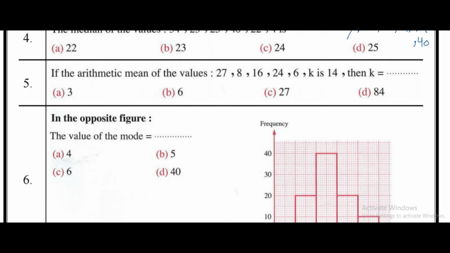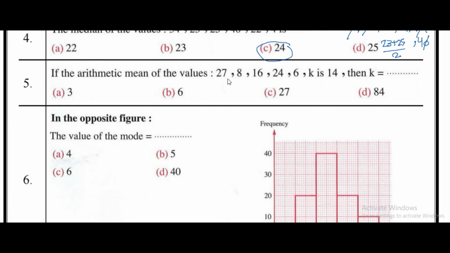Cancel 4 with 40, cancel 22 with 34. We have two values, 23 plus 25. الميديان equals their sum over their number: 23 plus 25 over 2. The result will be 24. يعتبر هنا الميديان هو المين بتاع الاتنين دول الاتنين اللي اتبقوا دول.